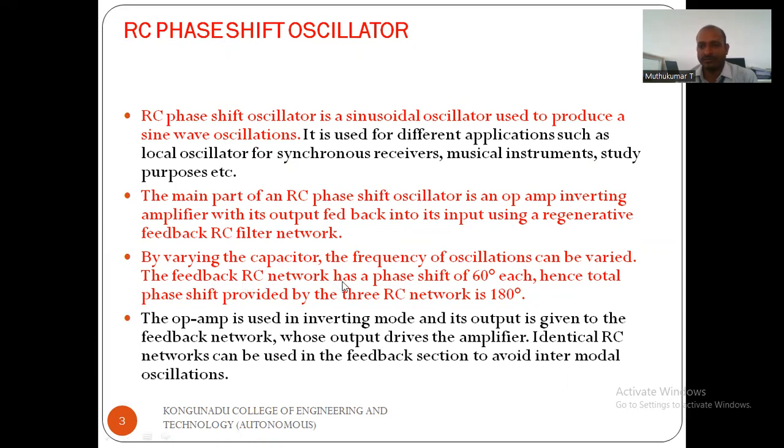The feedback RC network has a phase shift of 60 degrees each. Here we are using 3 RC networks, so the total phase shift is equal to 180 degrees. The individual RC network produces a 60 degree phase difference. The op-amp is used in inverting mode and its output is given to the feedback network, whose output drives the amplifier. Identical RC networks should be used in the feedback section to avoid internal model oscillations.